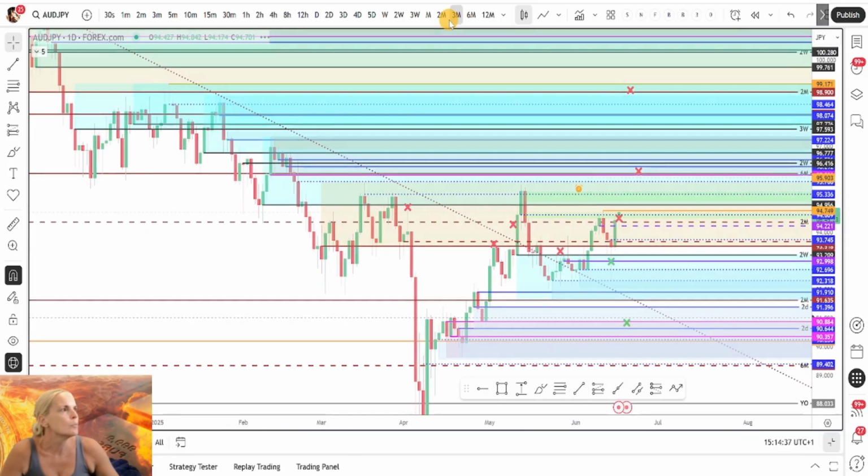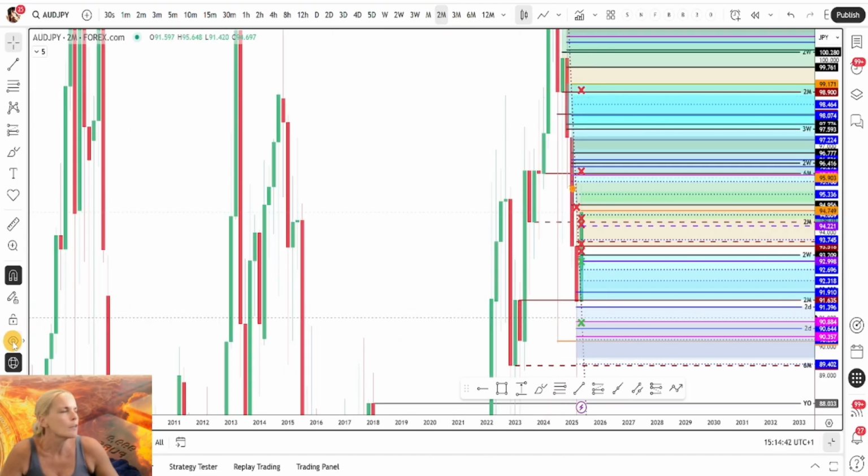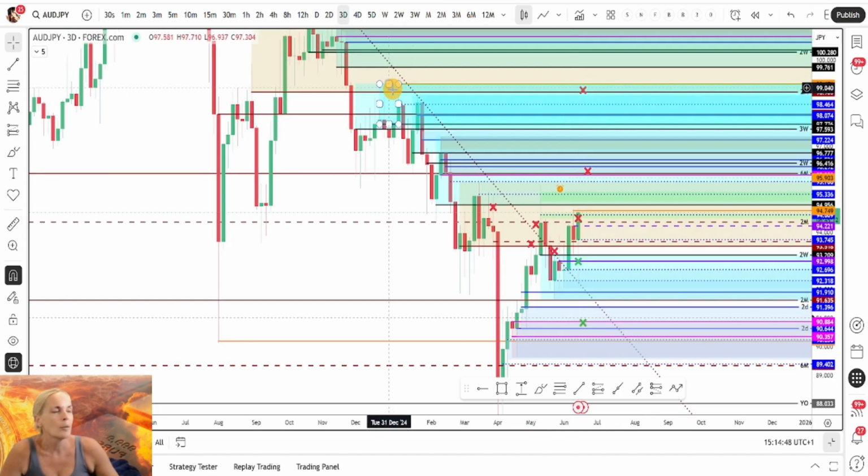So where was that 2 month? Let me try and remember what I was thinking about earlier. I think it might have been all the way up there, actually. Yeah, so it's a long time ago. So I think I did get some nice shorts off that 2 month up here.